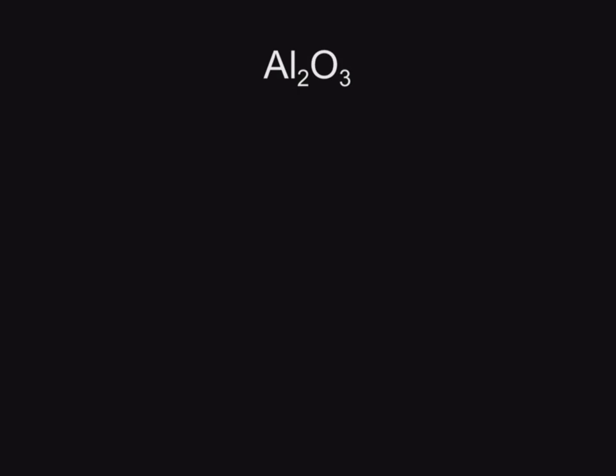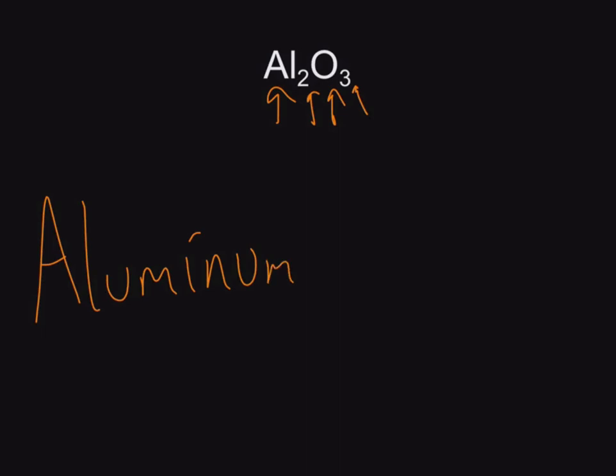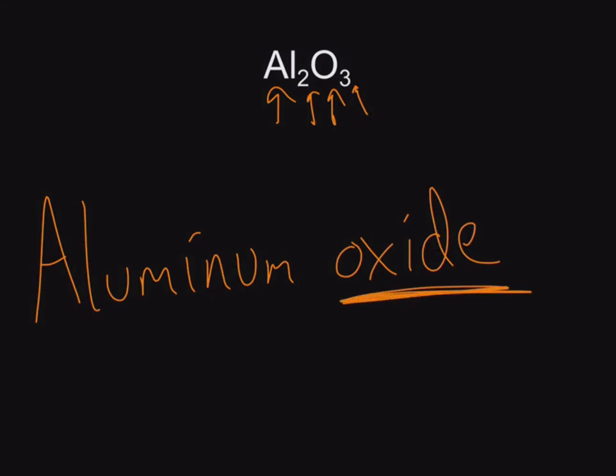And here's another example. So two capital letters, aluminum is the first element, oxygen is the second element. Both of them have the little subscripts down at the bottom, but that doesn't affect the name. So we, again, always take the name of the first element, aluminum, and oxygen becomes oxide. So when you see oxide in a compound, it means just oxygen.